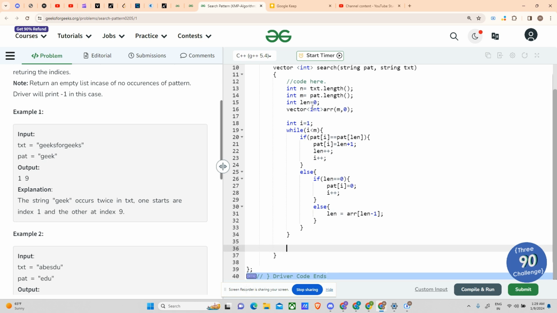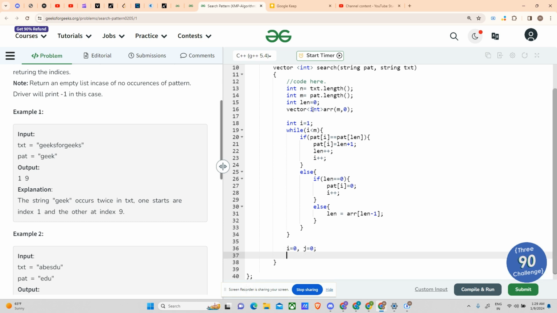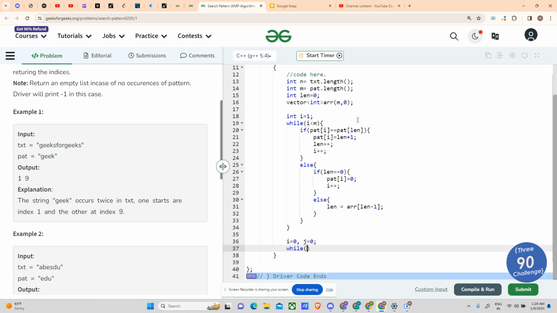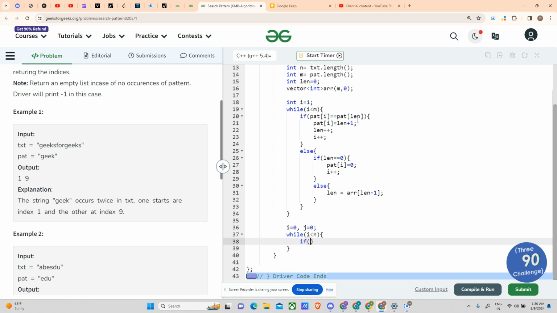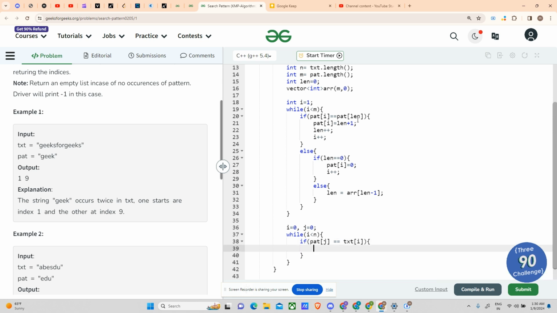After this, my aim was to use the KMP algorithm to find my answers. For that, we were using i and j, if you remember. So my i will be 0 again, and my j will be 0. Now, while i is less than n, if pat[j] equals txt[i], in that case both i plus plus and j plus plus.